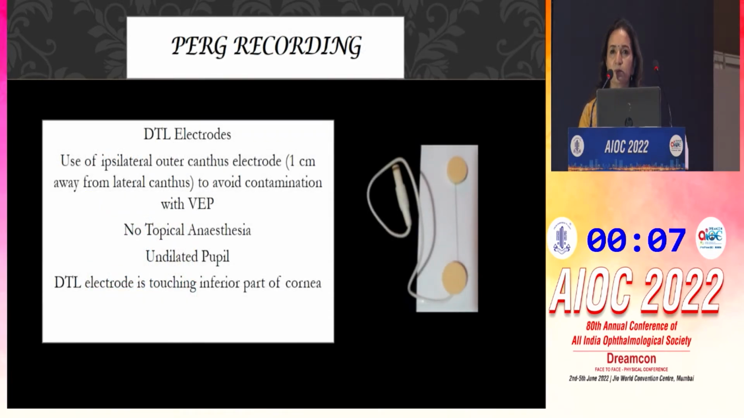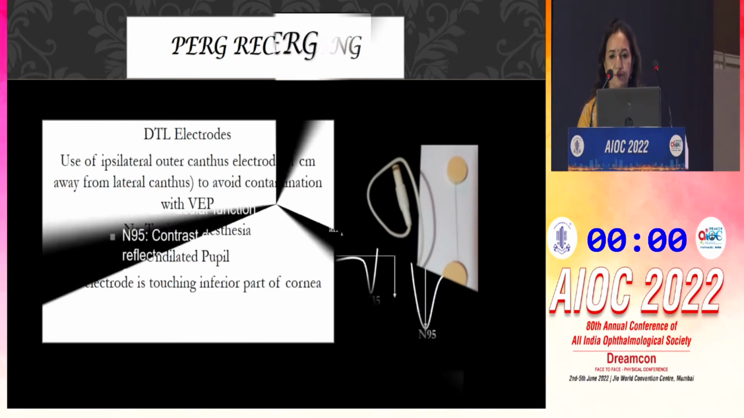Just a few slides on pattern ERG. The most important thing is, since it is a response to a pattern, your refractive error should be in place. Vision of the patient should be good. If the patient's vision is not good, whether it is a maculopathy or a nerve disorder, pattern ERG will not be recordable. And because we are looking at a pattern, we don't want the patient to be dilated as well.